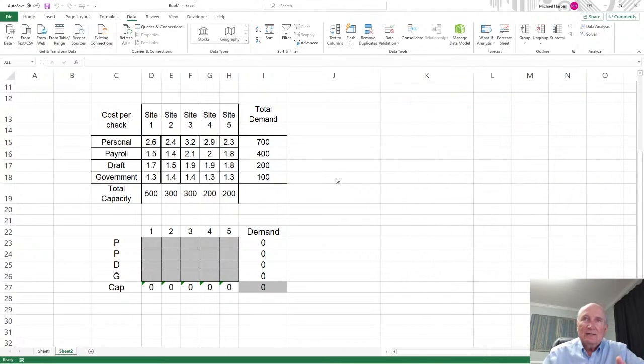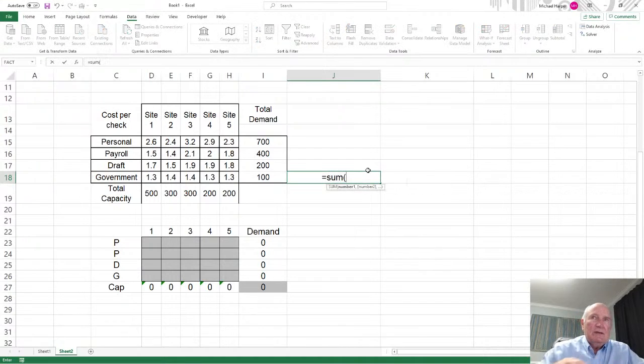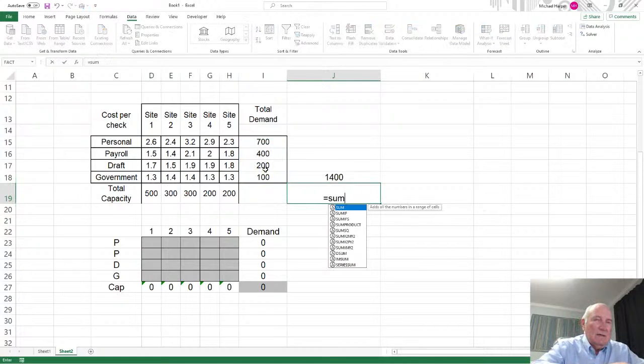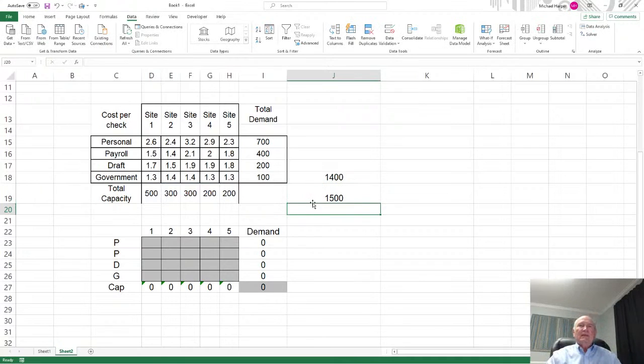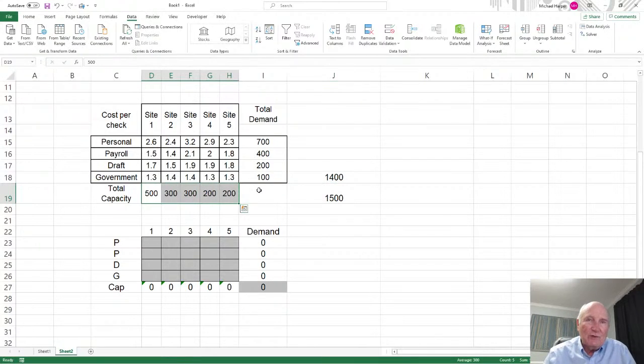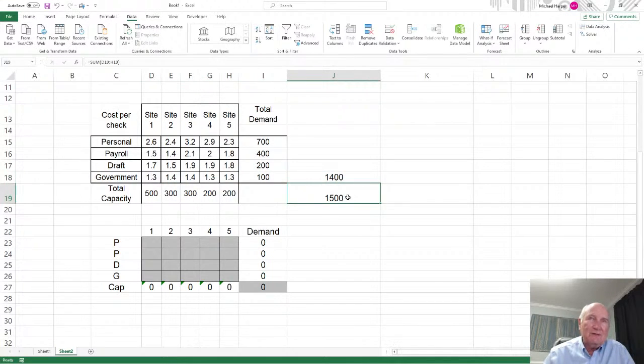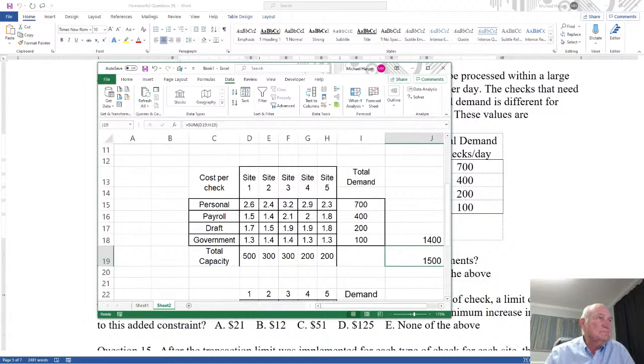Let me close this out. Because if I sum the checks up, let me put it here, equals sum. This sum right here is this, and this sum right here, what is this? Is 1,500. Okay, so I'm servicing 1,400, but I have a 1,500 capacity, so I'll have 100 left over. There's going to be a slack of 100 in there somewhere. So I have 14 to service, but I have 1,500 capacity at the different sites. Okay, let's bring this back down.